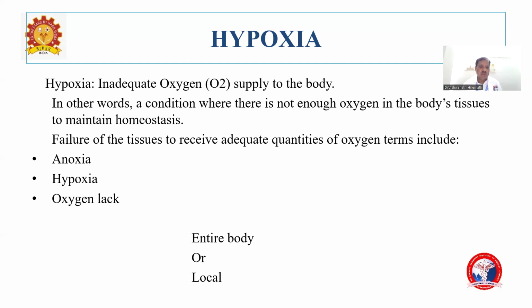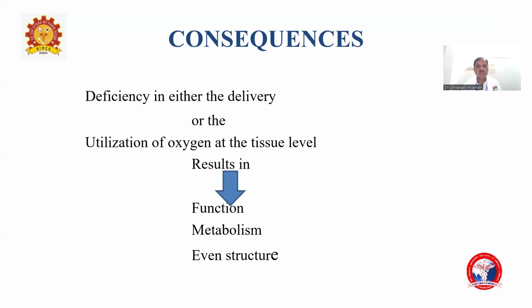It may affect the entire body or a particular region, or be localized. Hypoxia can be split into hypo, meaning less, and oxia, oxygen: less oxygen supply to the tissues of the body. Consequences: deficiency in either delivery or the utilization of oxygen at the tissue level results in decreased function, decreased metabolism, or even changes in the structure of the tissue.